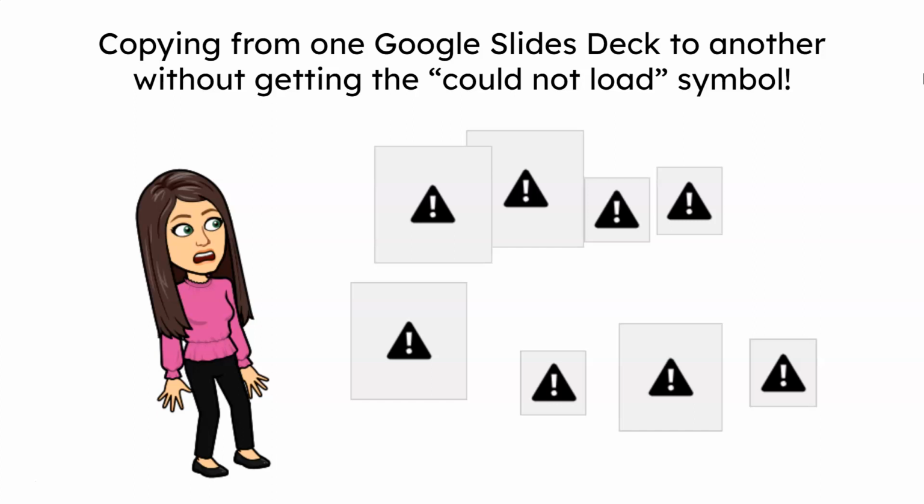So a lot of times people will open a file that has been shared in our group and they'll copy and paste from it, and they get these gray boxes with black triangles with exclamation points, which mean that the image could not be uploaded or the image could not load. So I'm going to show you how to get around that and why that is happening.